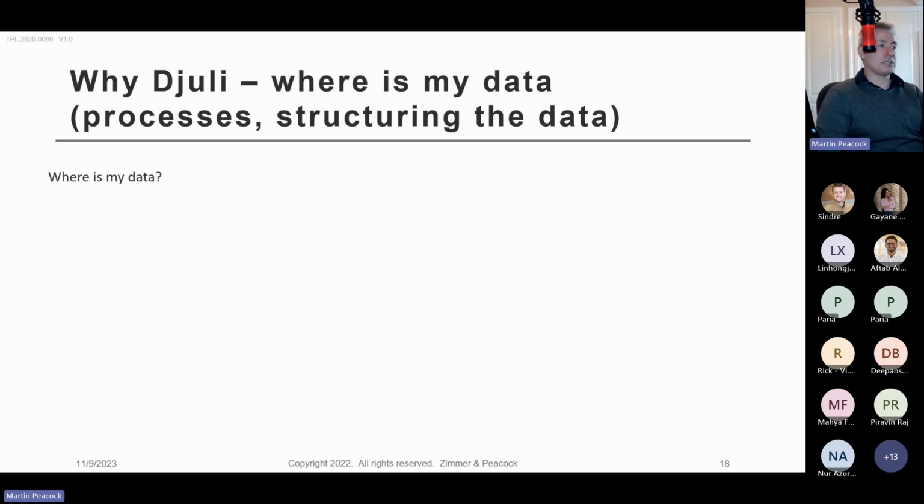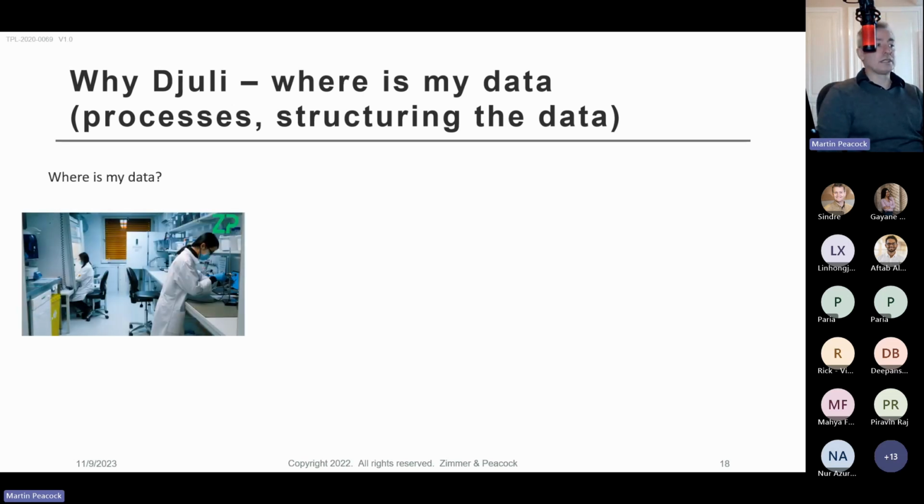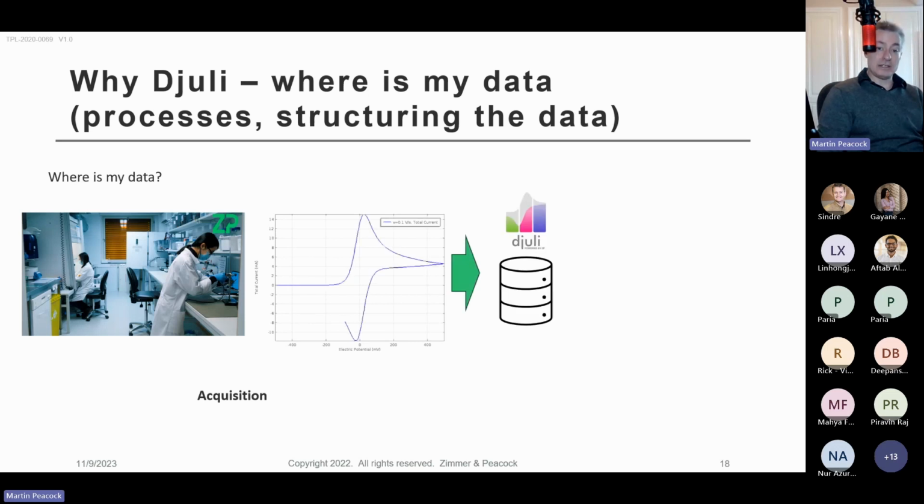I have mentioned it, but one of the first things in data science is asking the question: is my data structured or unstructured? If we're in our lab developing a biosensor, then we have a process where everyone in the lab, if they're gathering voltammetry data, is uploading it into a database.